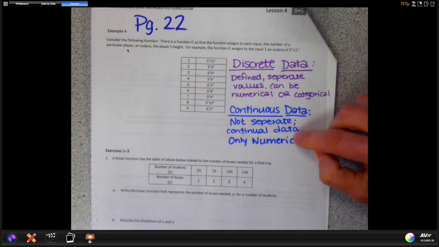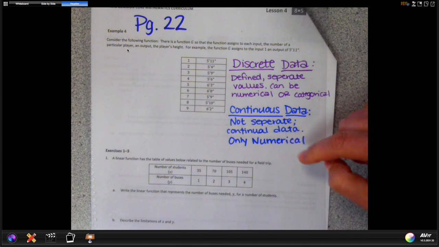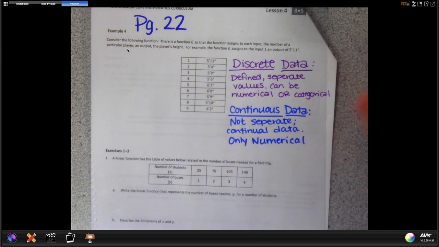Up until now, we've worked with continuous data, where things are not separate but continual, and it's only numerical. For example, the faucet that we had been talking about in the last lesson: when you turn the faucet on, the water runs continually. It runs not only at 1 minute and 3 minutes and 7 minutes, it runs at 1.5 minutes and at 2.25 minutes. It runs all the way in between there.